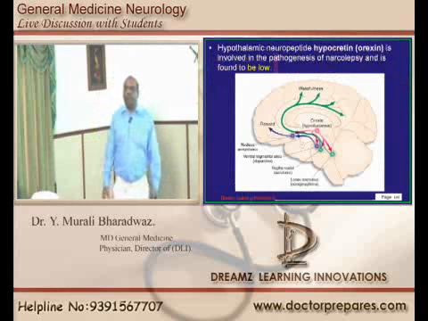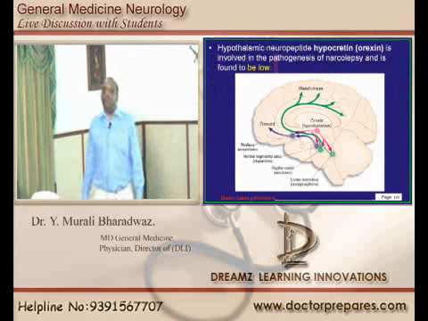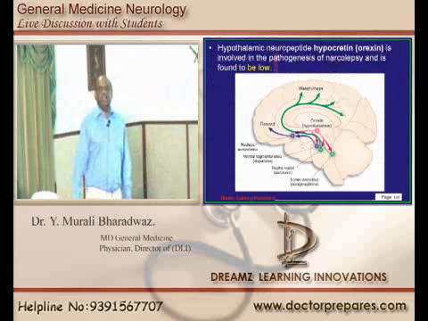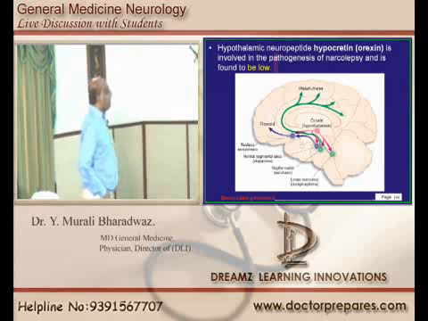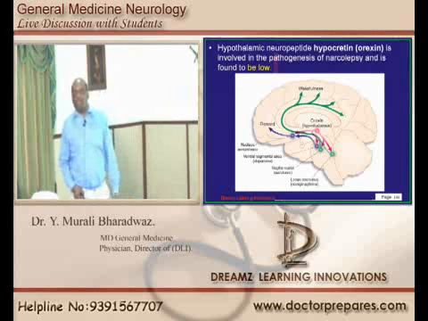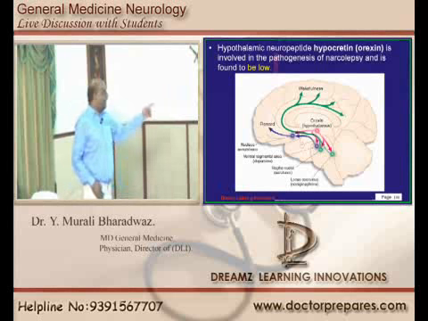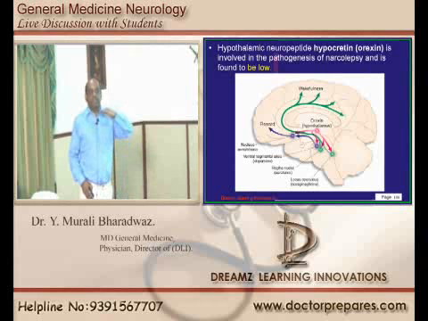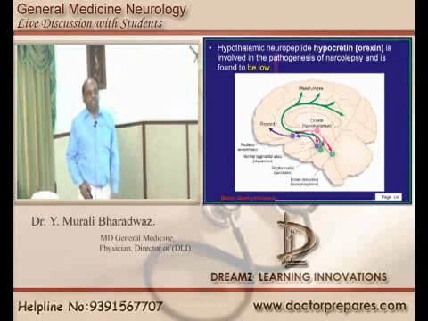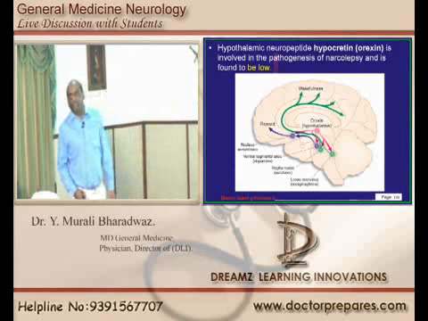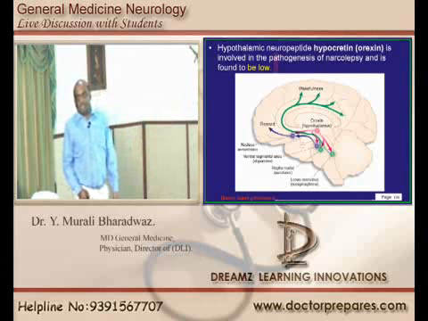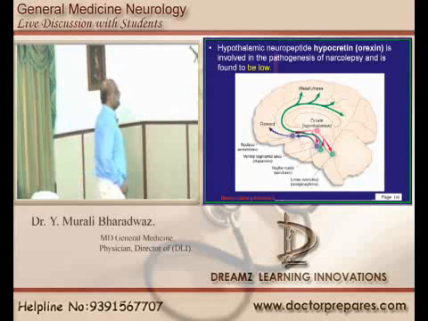narcolepsy. Why does narcolepsy occur? What is the neurological basis of it? There is a neuropeptide called hypocretin, otherwise called orexin, which is located in the hypothalamus. It is the one which is considered to be responsible for maintaining our wakefulness, and the low level of it is the one which is responsible for the development of narcolepsy, is what we have to basically understand.